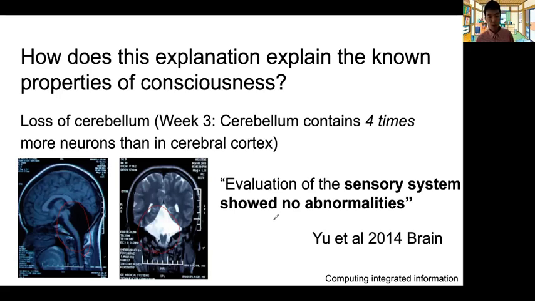But at the same time, I also emphasized that the cerebellum, although small in terms of volume, contains 4 times more neurons than the cerebral cortex. So it's very puzzling why this is the case. I didn't give any kind of explanation then, but now, knowing IIT, we can at least give a principled explanation.